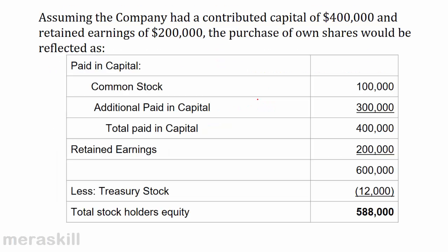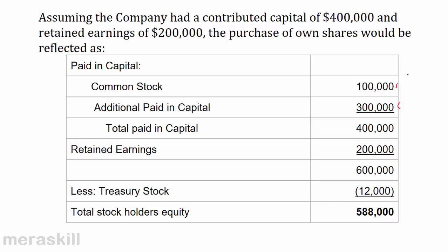Assuming that the company had a contributed capital of 400,000 and retained earnings of 200,000, purchase of own shares would be reflected as below. Common stock is 100,000, additional paid in capital was 300,000. This is the same example that we had done before. 400,000, retained earnings is 200,000, totally 600,000 minus the treasury stock of 12,000. And therefore you get total stockholders equity of 588,000. This is how it is presented in the balance sheet.